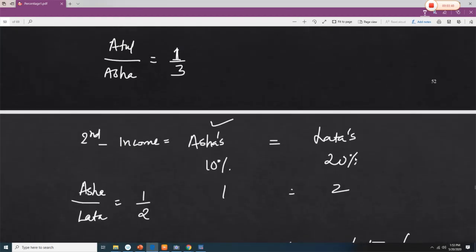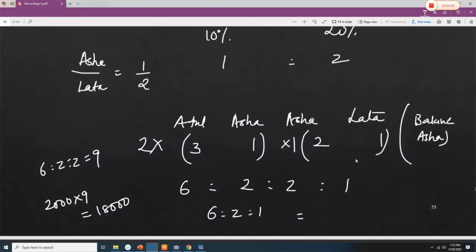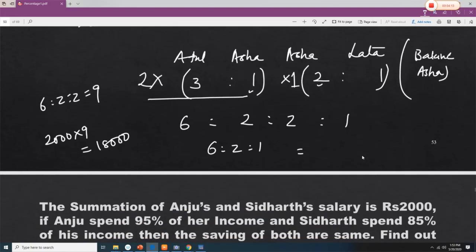Second, Asa's income and Lata's income. Asa's 10% is equal to Lata's 20% income. It means Asa to Lata is 1:2. Now Atul and Asa is 1:3 and Asa and Lata is 1:2. You have to balance Asa, so there should be the same value. So if I want to bring 2 here, then I have to multiply the entire thing by 2, and here it is 2 already, so I multiply with 1. If you multiply with 1, the value will not change. So 2 into 3 is 6, 2 into 1 is 2, 2 into 1 is 2, and 1 into 1 is 1. So it is 6 : 2 : 1.